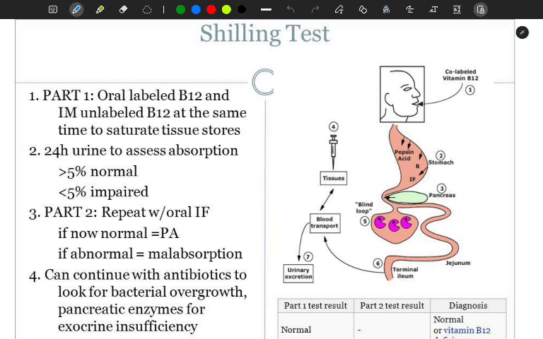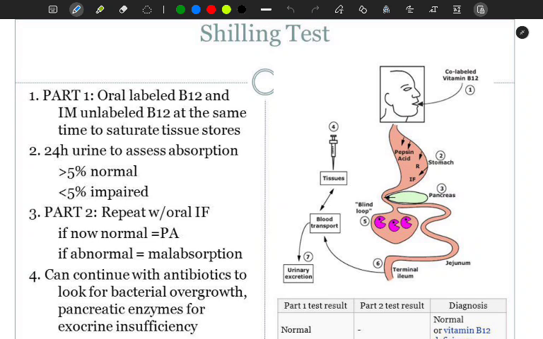But at least stage 3 or 4, which means if you are looking for bacterial overgrowth, you treat for 2 weeks, then you repeat, called stage 3. Then you repeat the oral B12 with intrinsic factor, or without, if you prove that this is not pernicious anemia. If you think about bacterial overgrowth, so now it's malabsorption, okay?